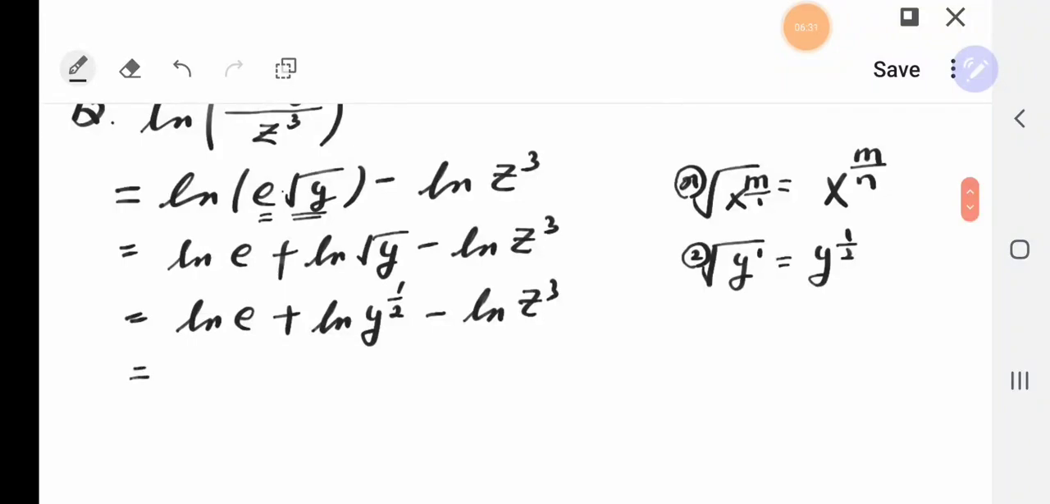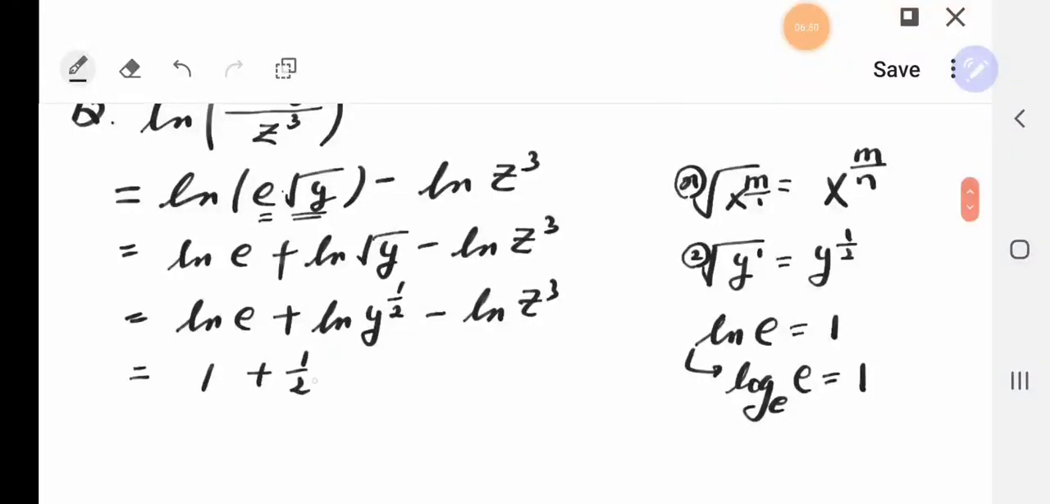Then next, ln e is equal to 1, because the base is e, so ln base e of e means 1. So ln e is always 1, plus the exponent 1 over 2 moves to the front, so we have 1/2 ln y. Same thing, the exponent 3 moves to the front, so 3 ln z.